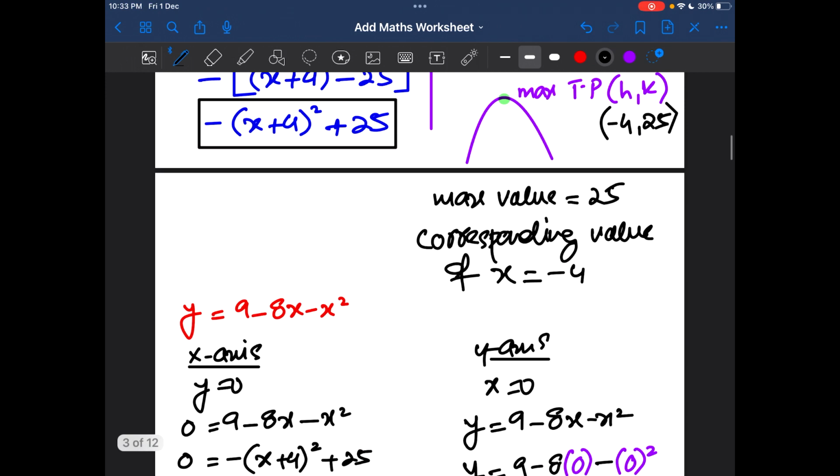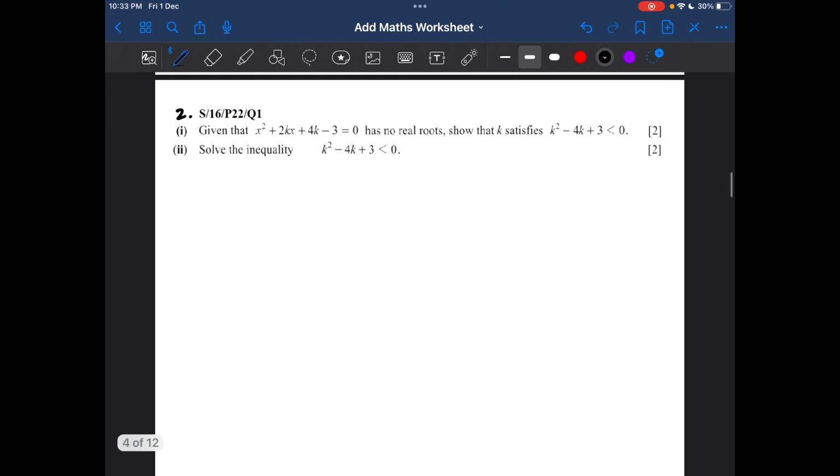Right? Now, moving on to the second equation, it says given that x square plus 2kx plus 4k minus 3 has no real roots. It is given in the question. So this equation has no real roots. When they say no real roots, we need to remember the nature of the roots. When it's no real roots, it means the discriminant is less than 0. They have given you the hint over here, and they're asking you to show that k satisfies this inequality. So we have to find this with the help of the given condition.